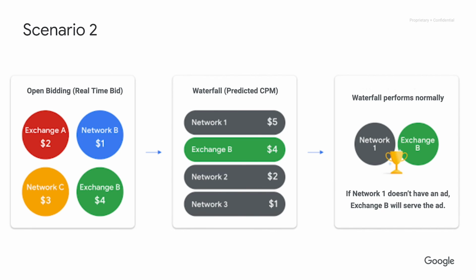But if they don't fill, that goes to the next line item, which is in this case exchange B with $4. And this time, this is the open bidding winner. So it will be $4 and they will fill. So exchange will serve the ads. So that's how open bidding and waterfall work together seamlessly to maximize your revenue and protect you from losing any potential revenue.